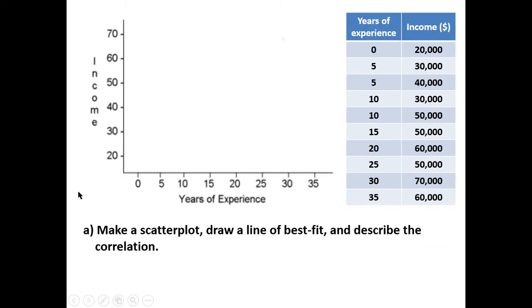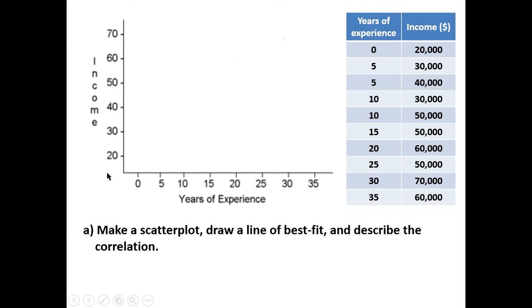So for part A, make a scatter plot, draw a line of best fit, and describe the correlation. Well, we have our table, and it has the years of experience of all the employees. And then we have the yearly income of all the employees. And so I'm going to create a graph. The x-axis will be my years of experience.